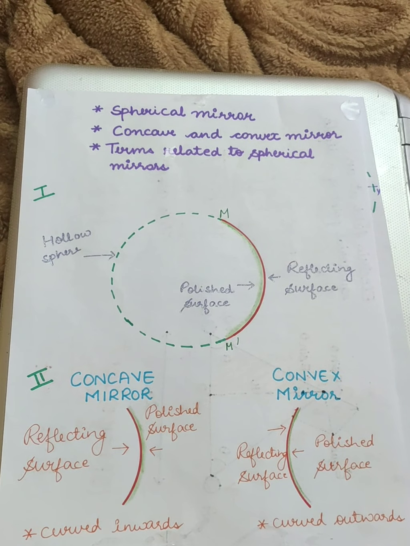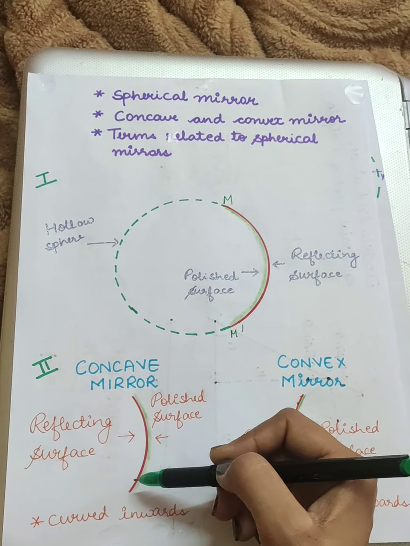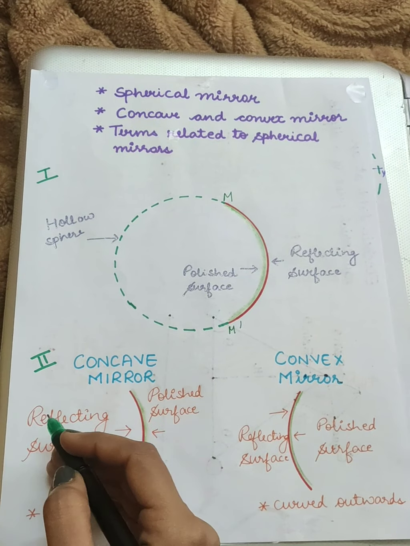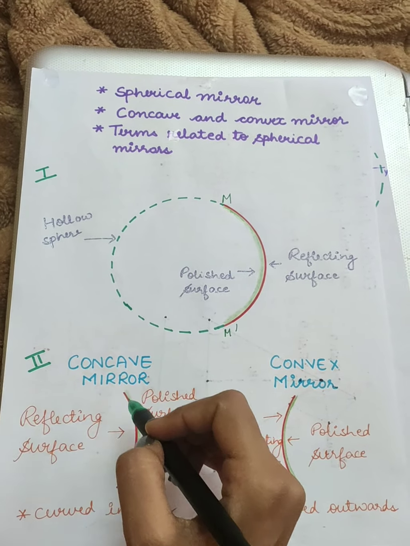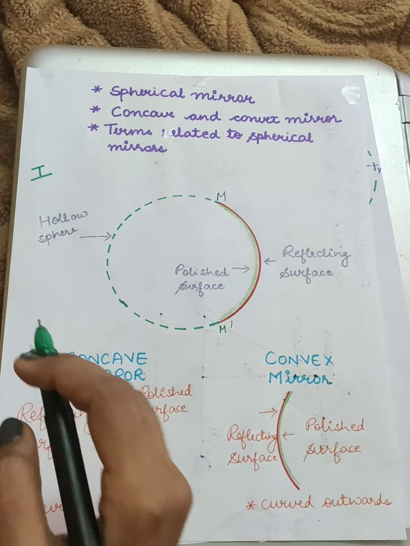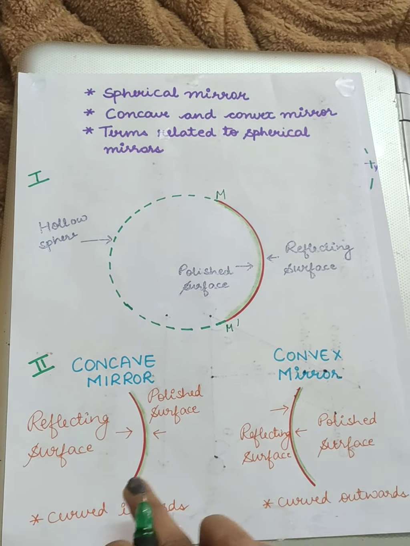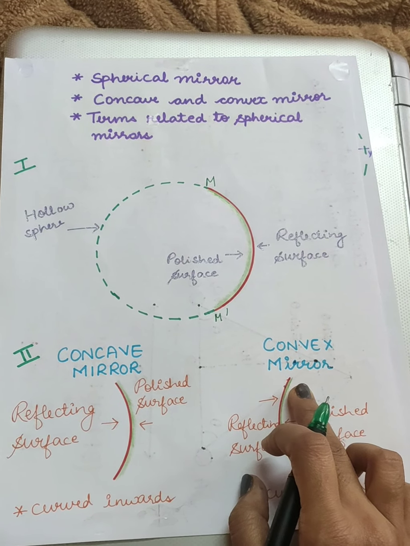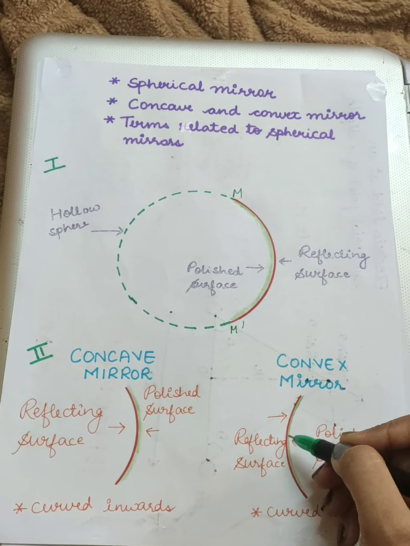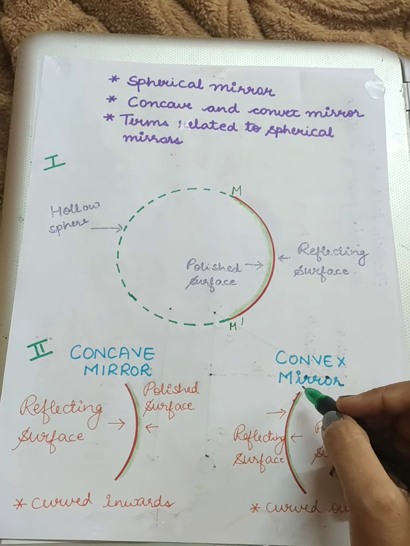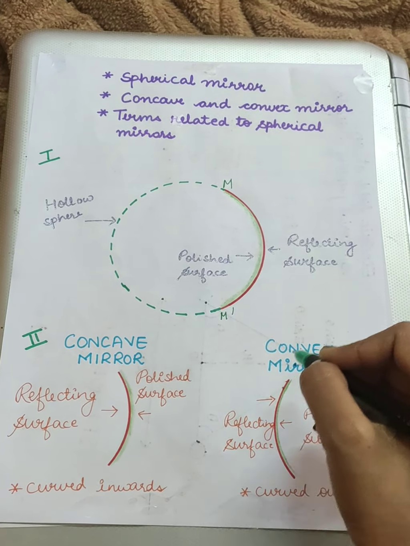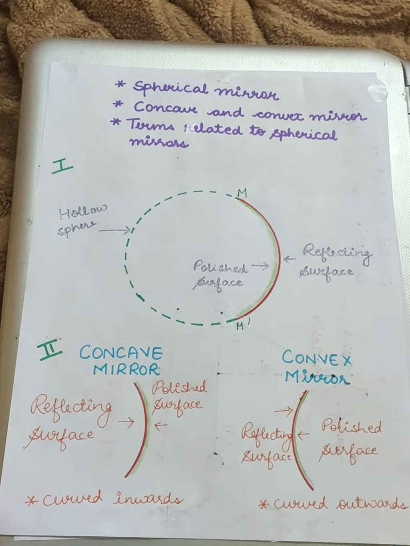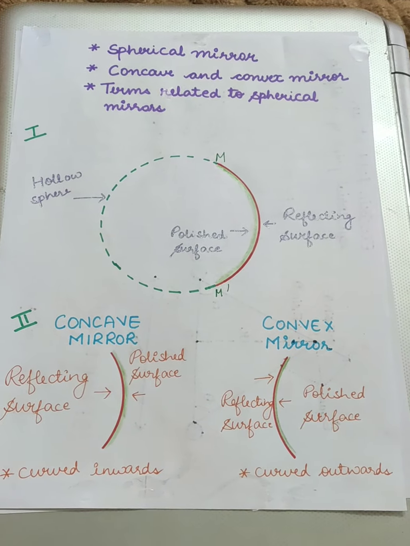I again repeat the definition. A spherical mirror whose reflecting surface is curved inwards, that is, it faces towards the center, is called a concave mirror. See, this is the center of the sphere. If I complete the sphere, this mirror would face towards the center of the sphere. Now, a convex mirror is one whose reflecting surface is curved outwards. If I complete a sphere, my mirror is on the outside. And if I complete the sphere here, the mirror would be inwards. So these were the two types of mirrors.